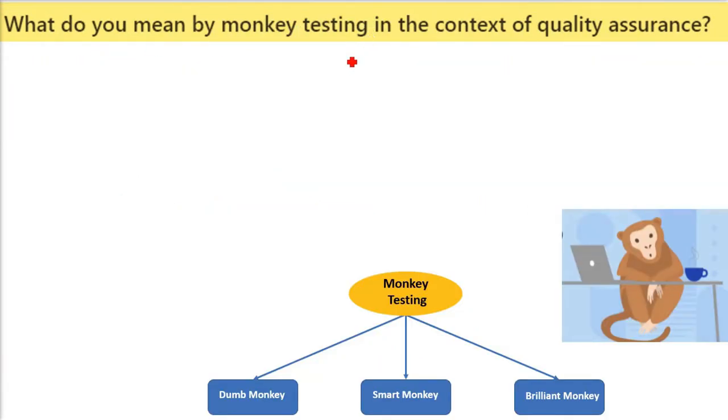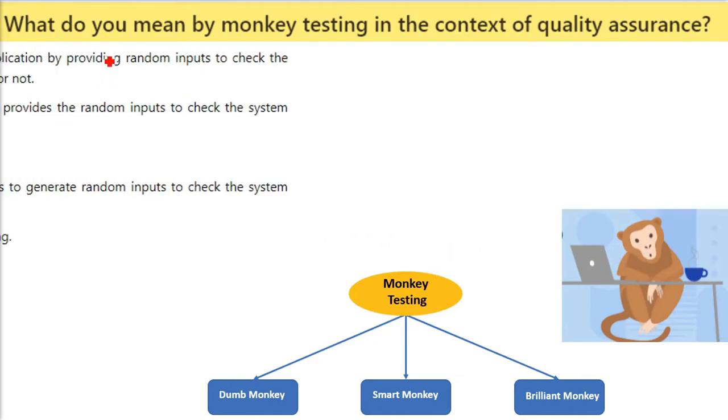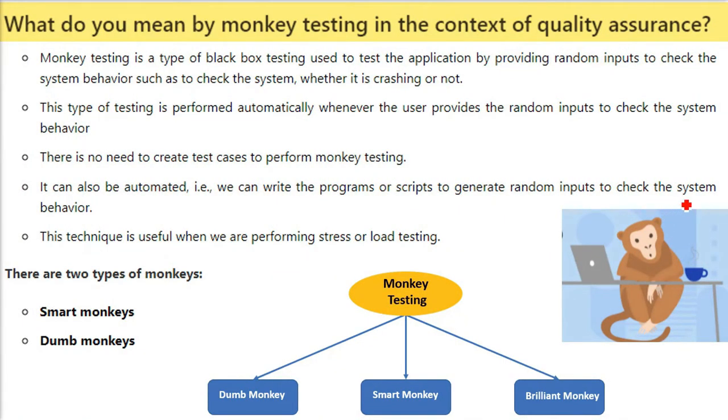What do you mean by monkey testing in the context of quality assurance? So monkey testing, now this is a concept. The thought is that a monkey, if something is given to this animal, will try everything. That is, monkey testing is a black box testing, and this is employed to test the application by providing any kind of random inputs.